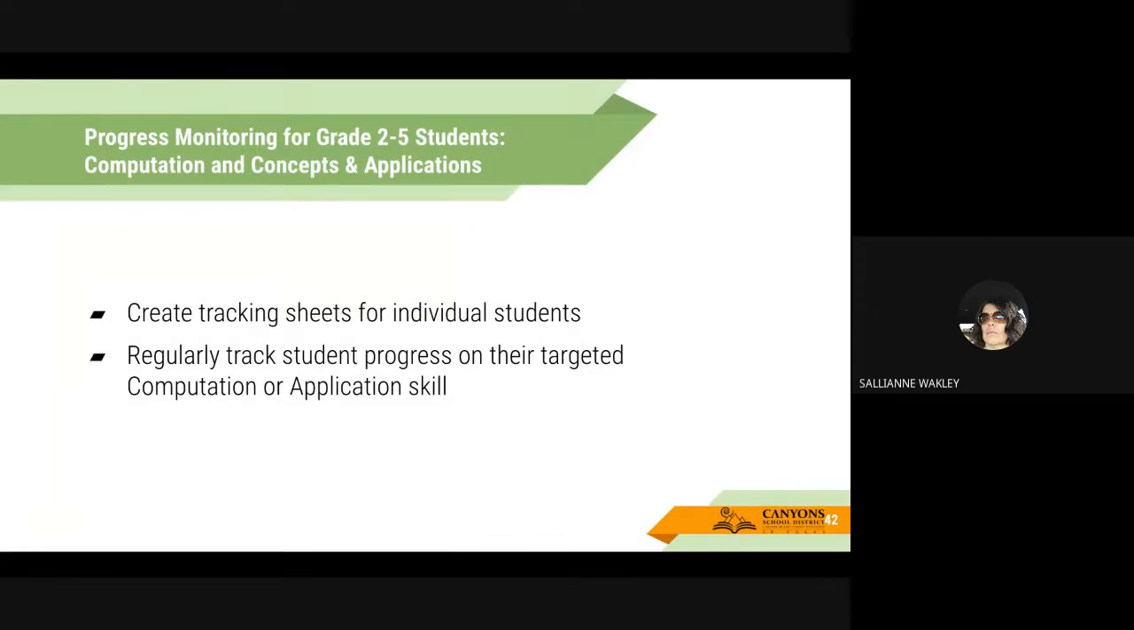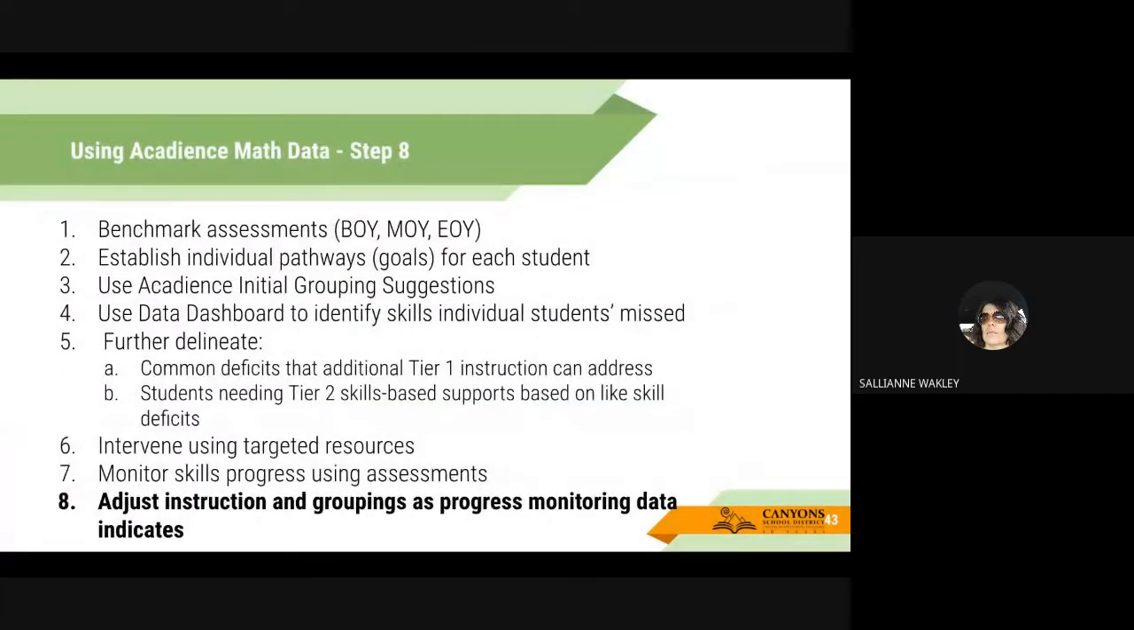So remember, you need to keep tracking sheets for individual students so you know if the instruction you're giving is working, and regularly track that progress on the targeted computation or application skills. So instruct, assess, and make sure it's working. If not, we need to adjust the instruction to make sure we can get the progress we would like. And finally, we need to adjust instruction and grouping as the progress monitoring data indicates, which I just said.